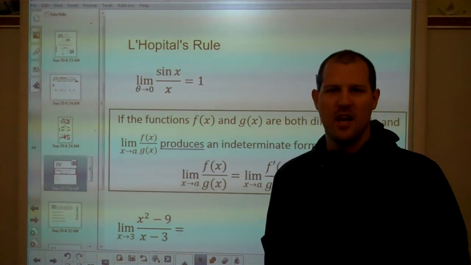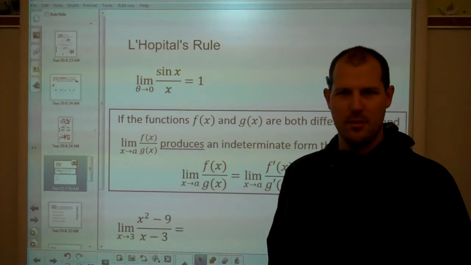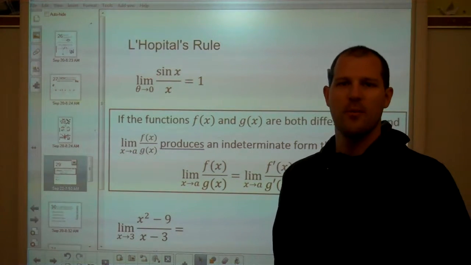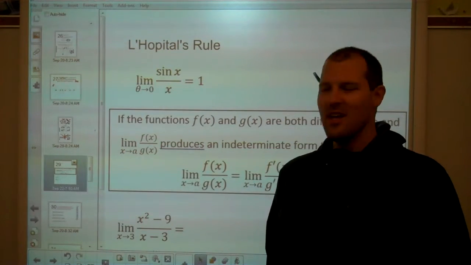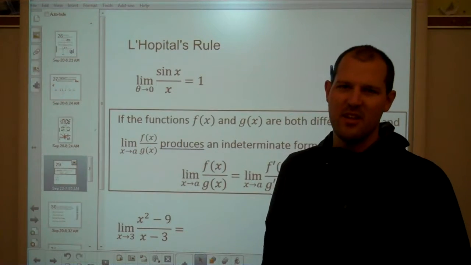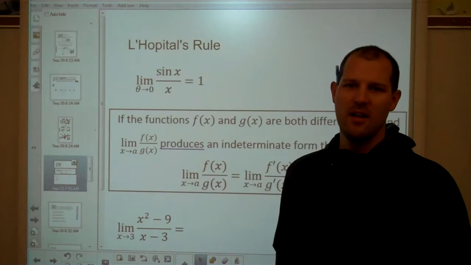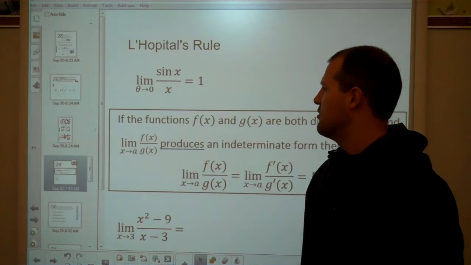Hello everyone, today we're going to be talking about L'Hopital's rule, and today's tutorial is going to be pretty short. It's a pretty simple rule, but one that's really useful. Right off the bat, for our Francophone viewers, it's not the rule about the hospital. It's named for Guillaume de L'Hopital, French guy from the 17th century.